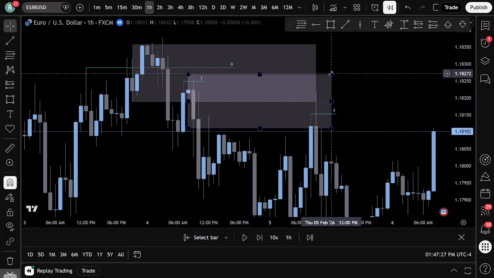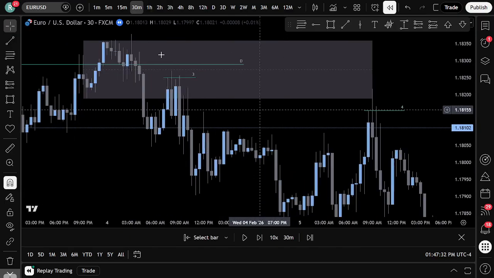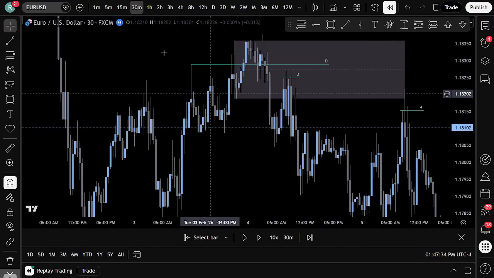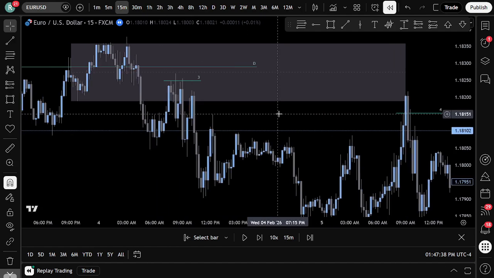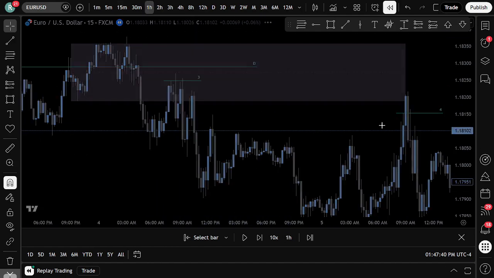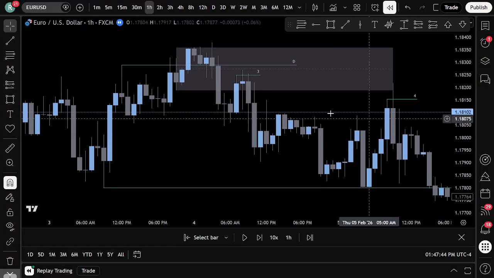And maybe I can refine this down to the 30-minute, right? Because we have our higher time frame bias as well. You can refine it down to the 15. Typically don't like to go down lower than the 15-minute. It's not ideal. Totally fine. The premise remains the same, right?